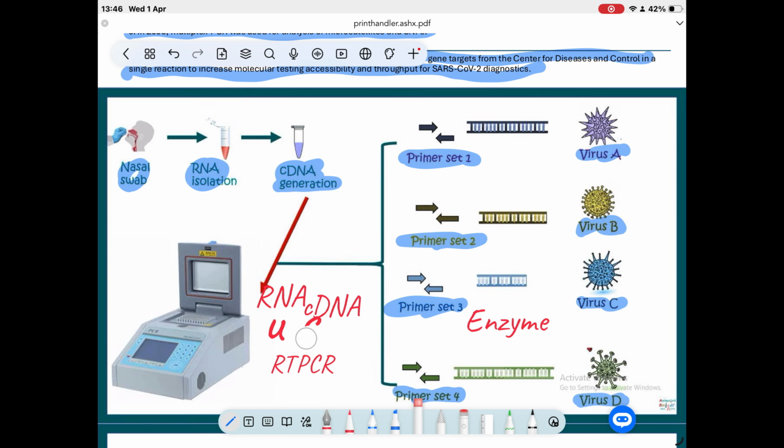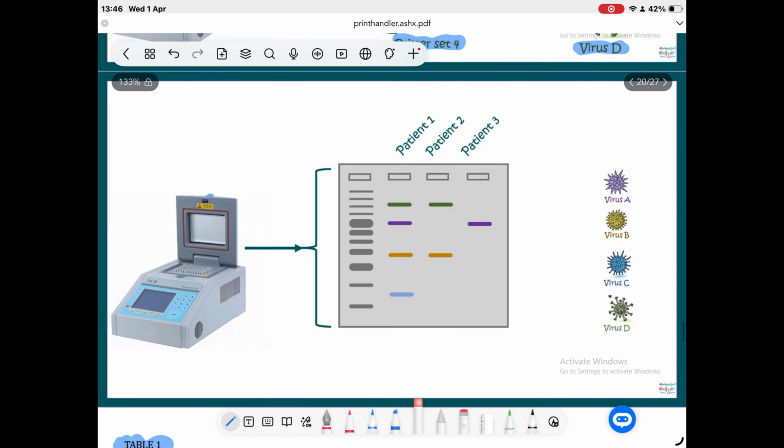The final visual shows the gel electrophoresis readout for 3 different patient lanes. Patient 1 displays bands for virus C and D. Patient 2 displays bands for virus B and D. Patient 3 displays only a band for virus C. So in a single thermal cycling run, utilizing one master mix, the laboratory conclusively diagnosed 3 different patients presenting with overlapping, highly ambiguous respiratory distress. It is the pinnacle of diagnostic efficiency.